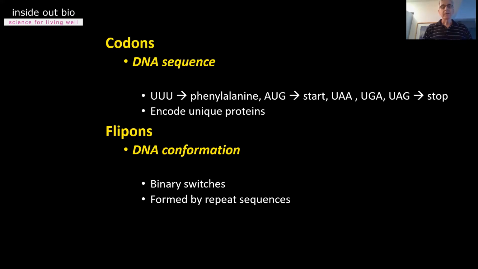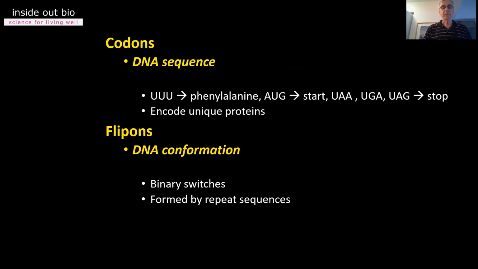In contrast, flipons encode genetic information by their conformation, by their shape. They act as binary switches because they can be one shape or the other. They are either 0 or 1 elements that can be used to make a digital genome and alter the readout of genetic information into programs. Flipons are formed by repeat sequences, and we will describe those sequences in just a moment.